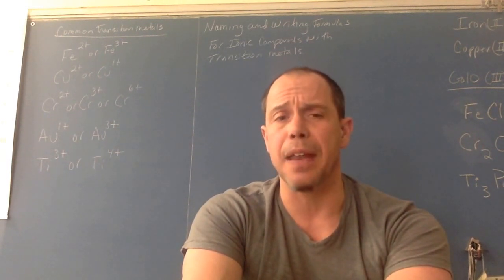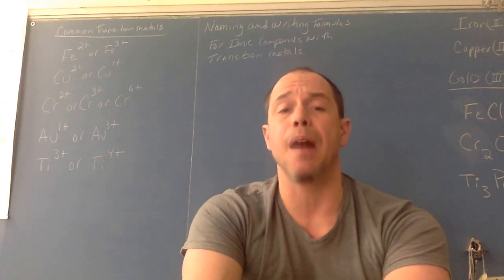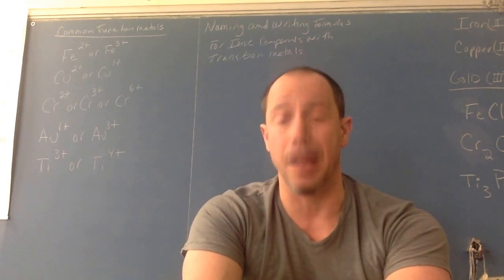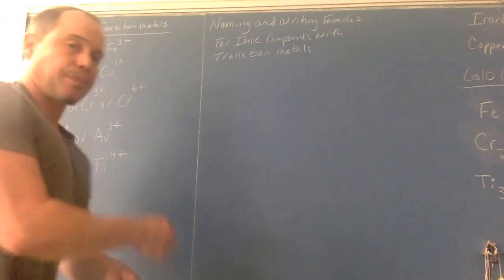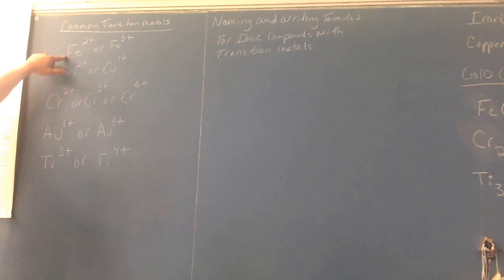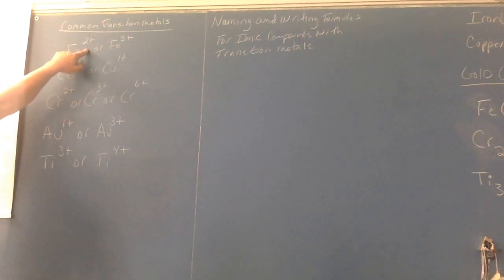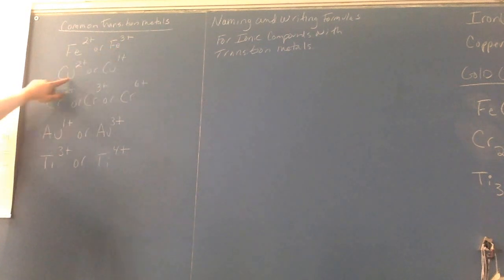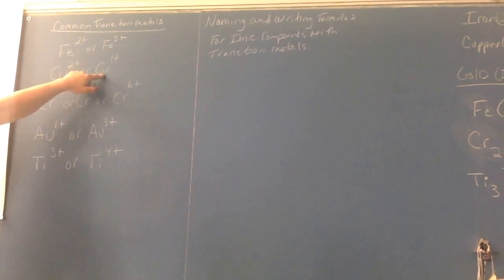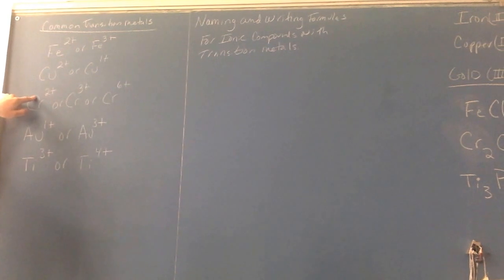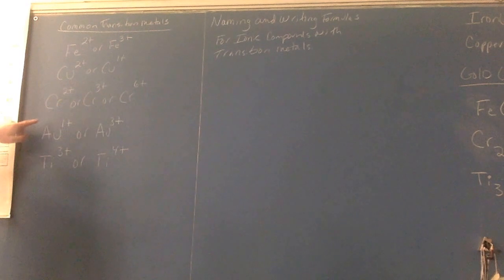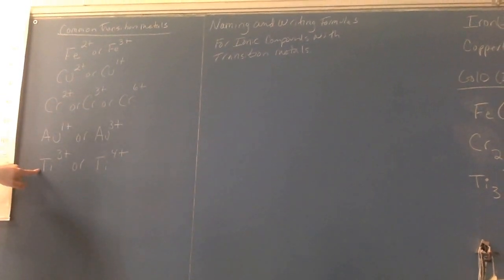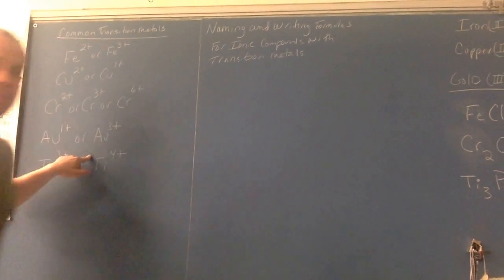Just before we start that, I'm going to point out some very common transition metals and their ions that we're going to be using in the lesson. So if we take a look over here at the board, we'll notice that I have iron 2+ and iron 3+. I also have copper 2+ and copper 1+, chromium 2+, chromium 3+, and chromium 6+. In addition, I have gold 1+, gold 3+, titanium 3+, and titanium 4+.